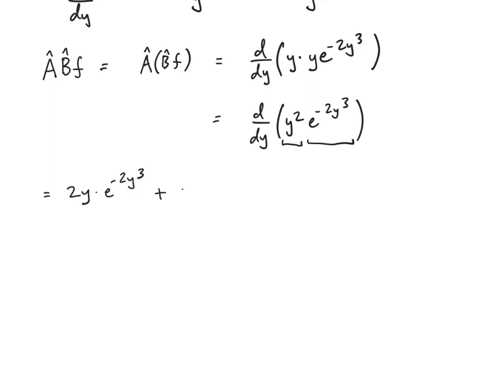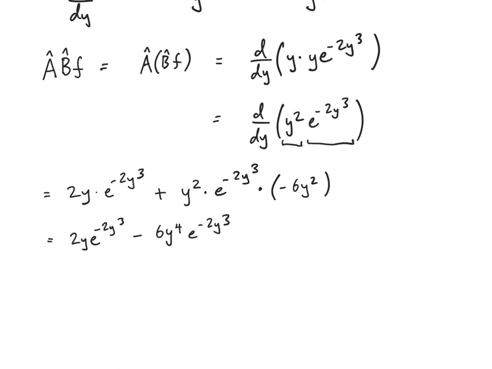And then I add it to the first function left alone times the derivative of the second one, e to the negative 2y to the third, times the derivative of that one up there, which becomes negative 6y squared. And then I'm going to simplify this out, make it look a little bit nicer. E to the negative 2y to the third plus, let's make that minus 6y to the fourth e to the negative 2y cubed, like that.